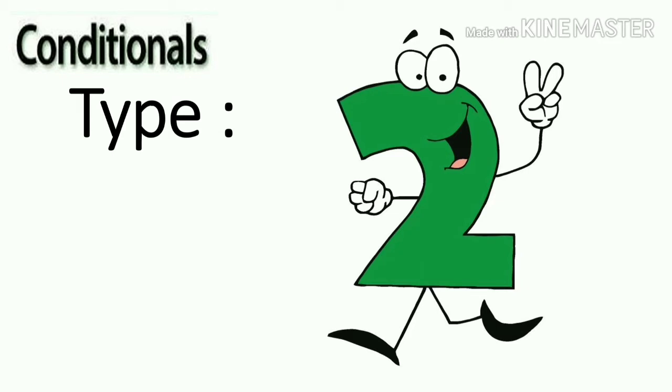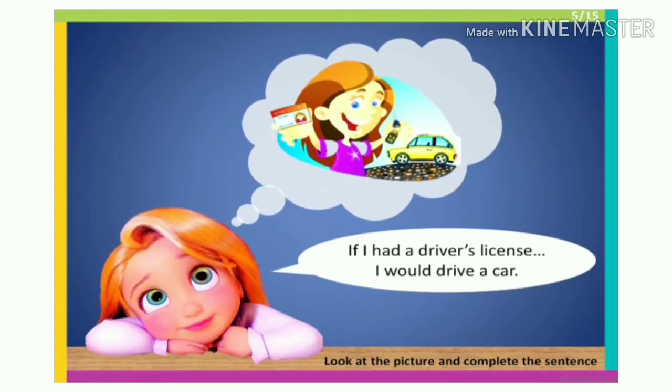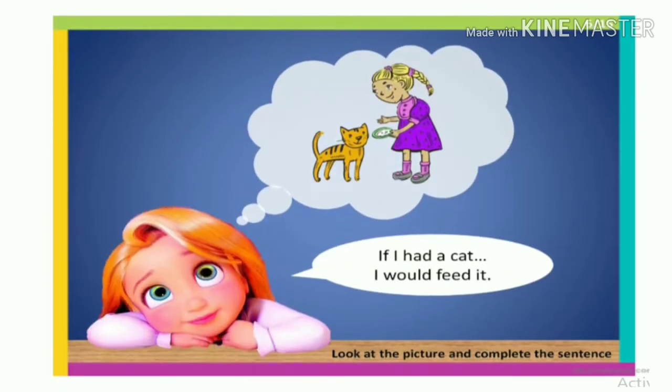So let's start with conditional type 2. Look at this picture. She is imagining, if I had a driver's license, I would drive a car. If plus had means the past. Would drive: would plus the verb in the infinitive. If I had a cat, I would feed it. If plus past, would plus verb in the infinitive form.